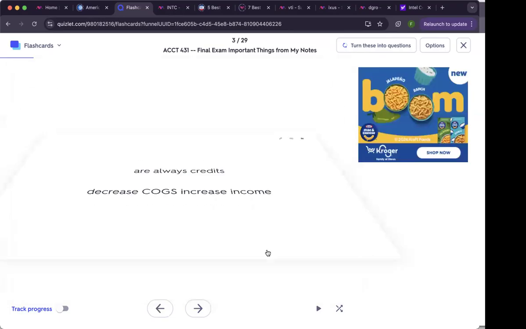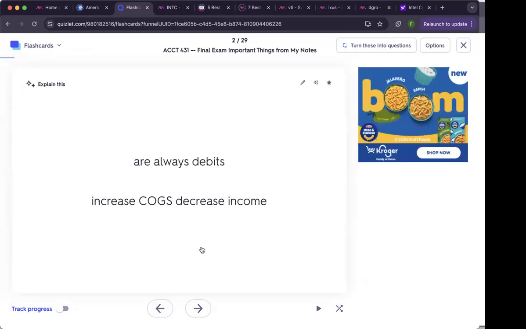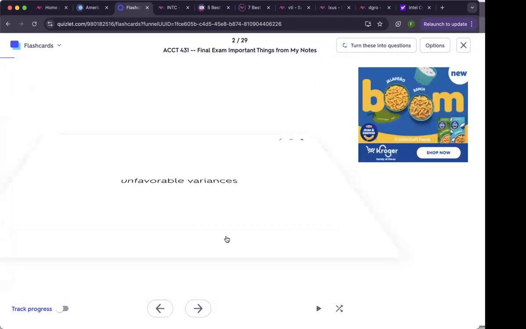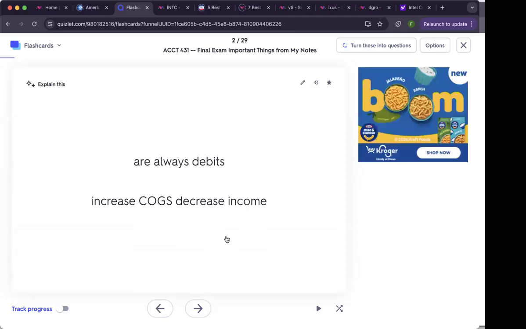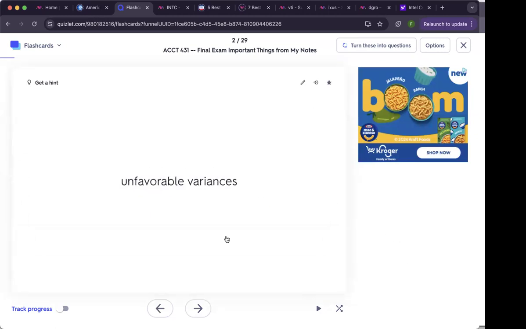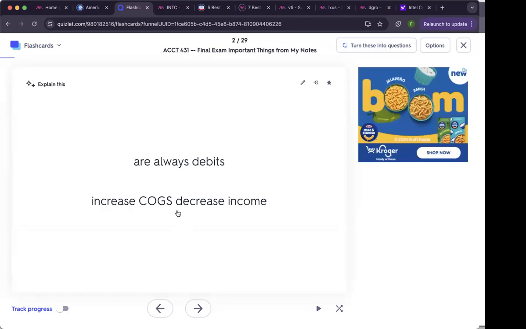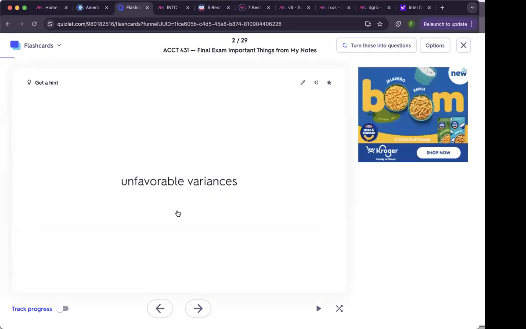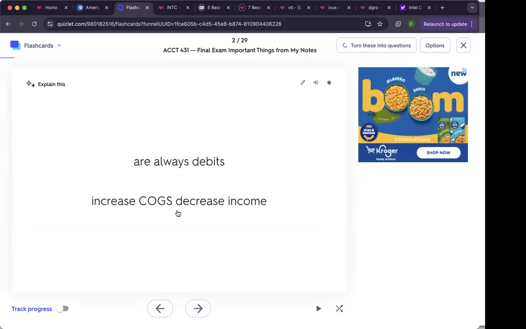Okay. But yeah, unfavorable variances are always debits because since these are expense accounts that we have to close at the end of the year, you close them out to cost of goods sold. And so that increases cost of goods sold, which will decrease net income. So that's why they're unfavorable, because they end up increasing the cost of goods sold and decreasing net income. So they're debits.